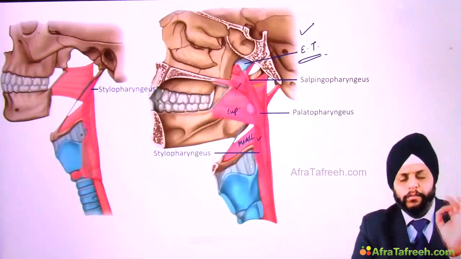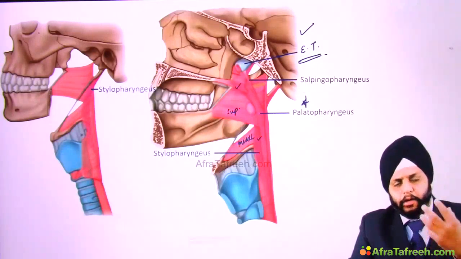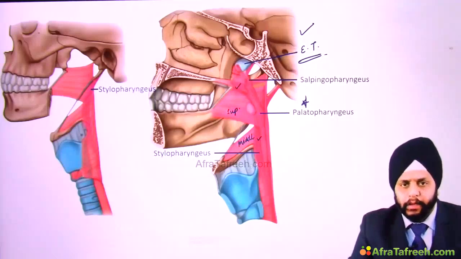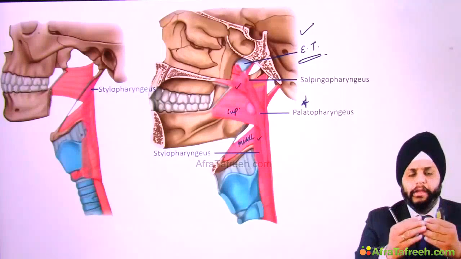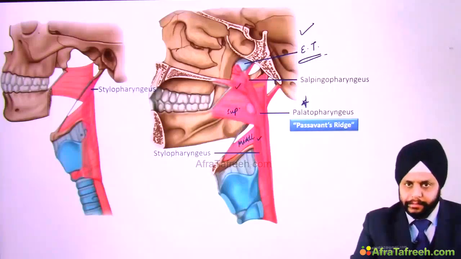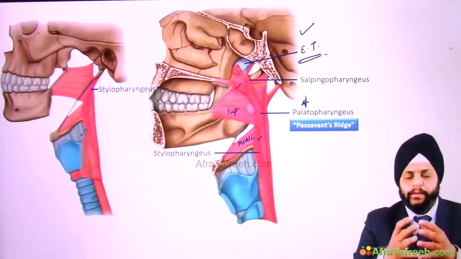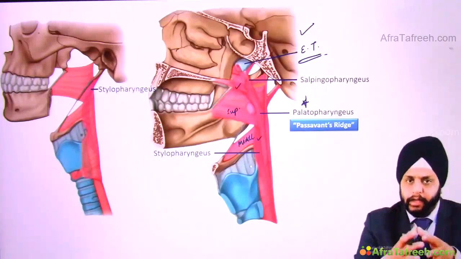Right? Now, MCQ over here important, the palatopharyngeus. This bulge of this muscle, the palatopharyngeus, it forms a ridge. On the sides of the pharynx, it forms a ridge. That ridge is known as Passavant's ridge. This ridge, the Passavant's ridge, helps us close the nasopharynx.